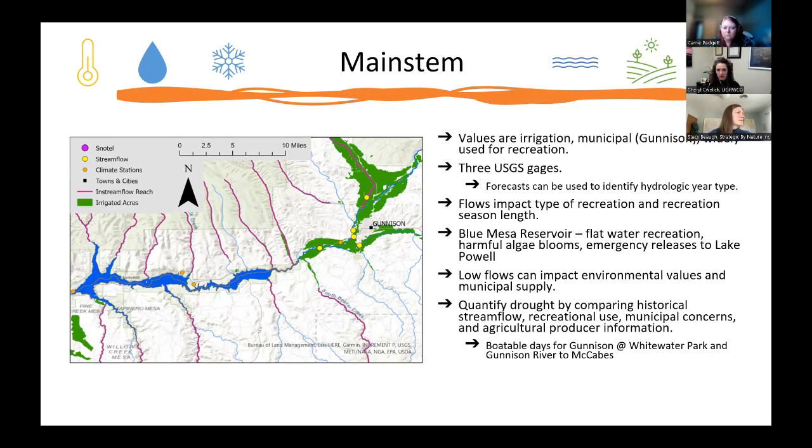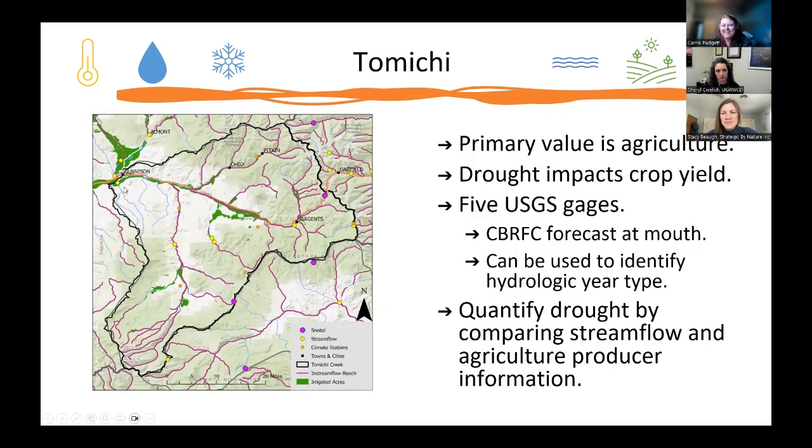And then looking to quantify drought by comparing historical stream flow, recreation use, municipal concerns, agricultural producer information. And then again, we've got that boatable days study for the Whitewater Park and the Gunnison River at McCabe's. So Lisa, is the Tomichi Basin not gauged separately, or is it considered part of the main stem? Nope, we've got Tomichi up next. So good segue.